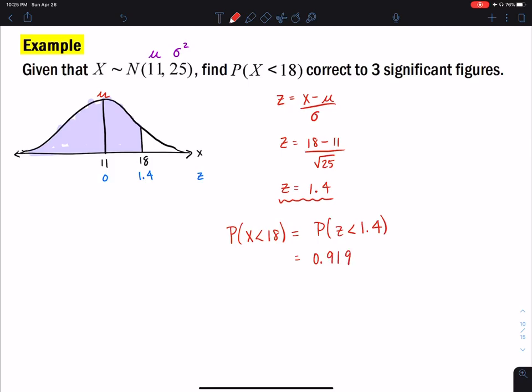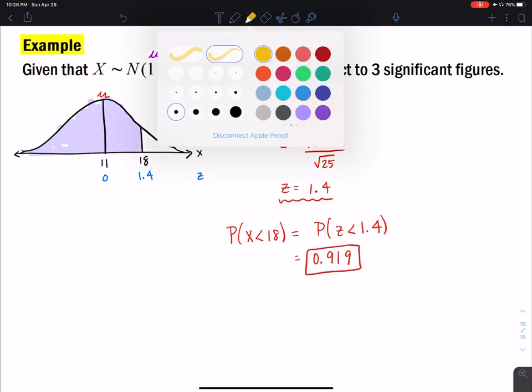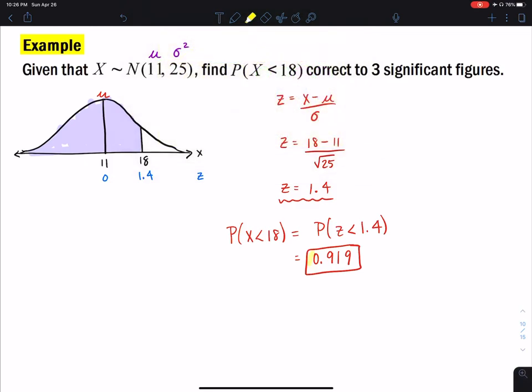0.919, okay? And we always want to round to 3 significant figures. So that is our answer for that first problem. Ta-da!